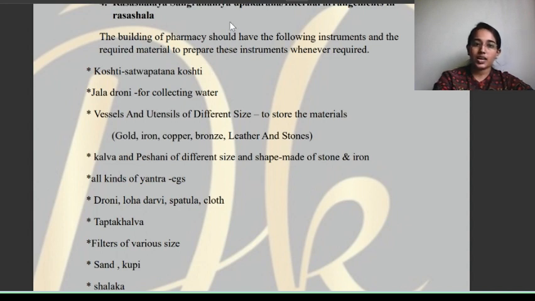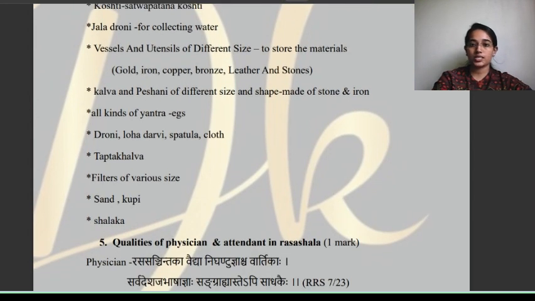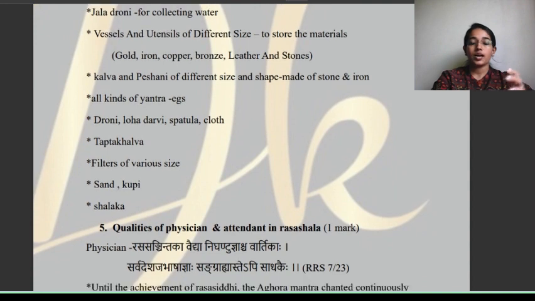Okay, so you might have seen the Jaladroni, that is the vessels for collecting water, and also utensils of different sizes, and Kalva and Peshni, that is a mortar and pestle that you usually use for grinding of medicines, and all kinds of yantra. Then Tapta Kalva, filters, and sand and kupi for the Valuka Yantra. So all kinds of yantras that you use for the preparation of medicines in your Rasa lab can be mentioned under this heading.